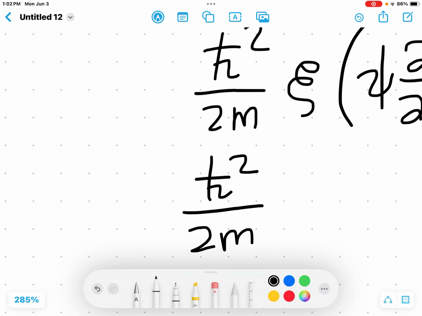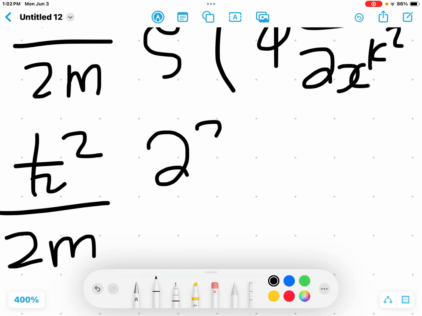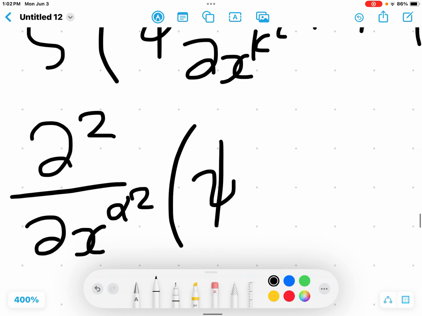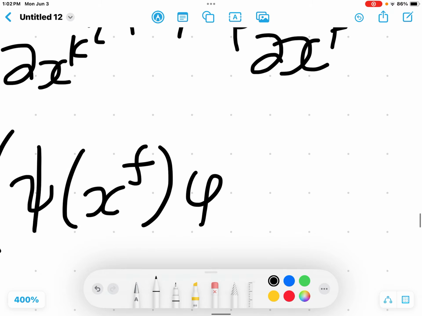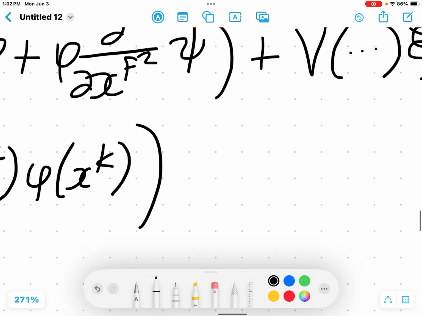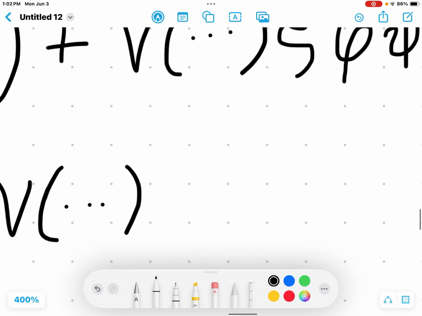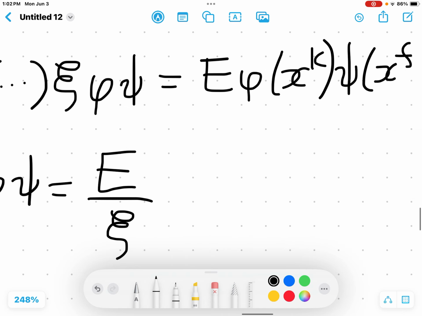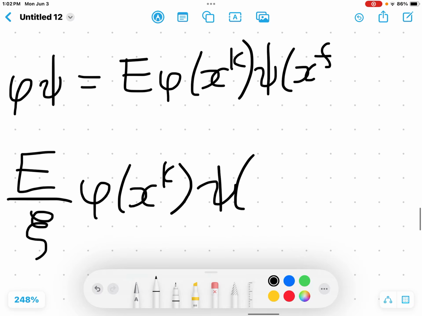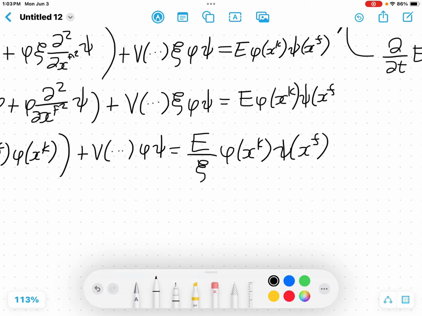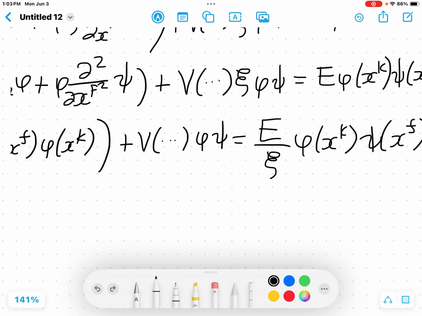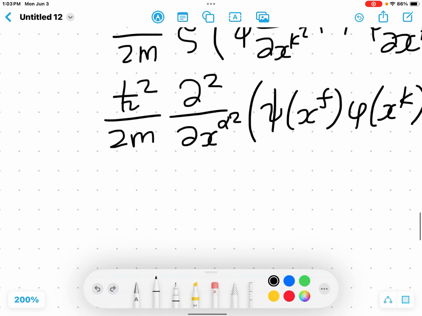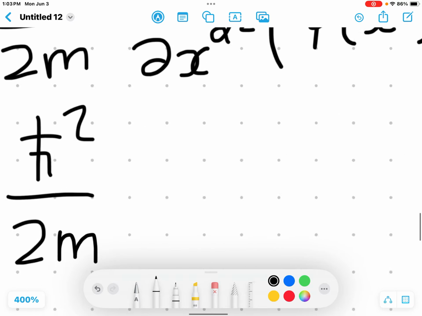So I'm going to divide out by this psi function, and we can just say that this is the d squared over dx, I'll say alpha squared of my psi of xf and my phi of xk, and this is plus the potential function times phi psi is equal to the energy divided by psi times phi of xk times psi of xf. And you notice that since E here is dependent on this psi function, I can essentially say they're all part of a second energy constant. So that would be h bar squared. So my final time independent Schrodinger equation will be this.